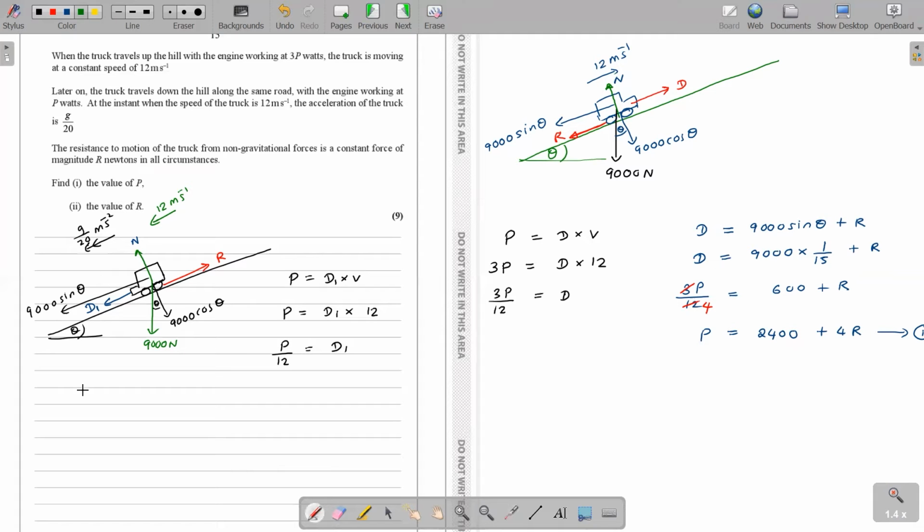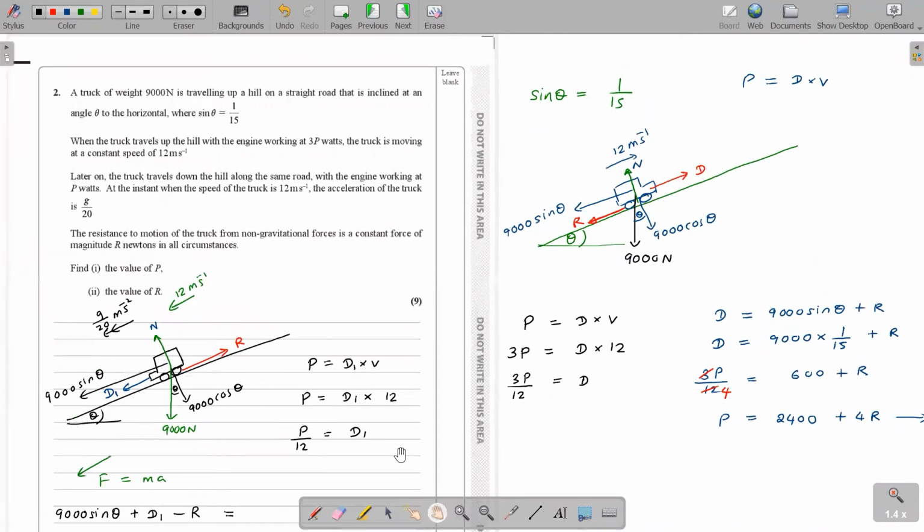So what do we do now? In this case, we must use F equals MA down. So what are the forces acting down? 9,000 sin theta plus D1 minus the resistive force, isn't it? These two are acting down. This is minus R is equal to MA.